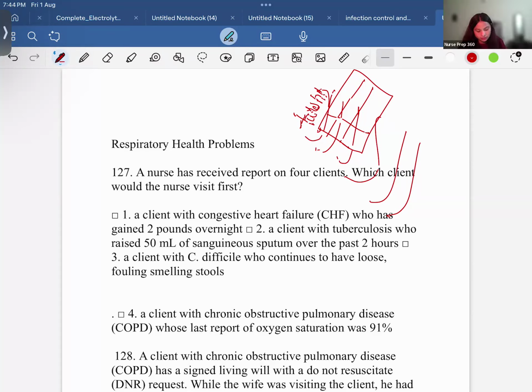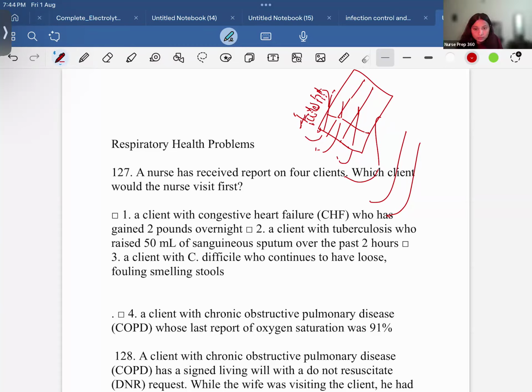Read. A client with tuberculosis who raised 15 ml of sanguineous sputum over the past 2 hours. What does sanguineous mean to you? Ma'am, blood in sputum. Very good. Sanguineous means red color blood. If I say serosanguineous, what does it mean? Pinkish color.